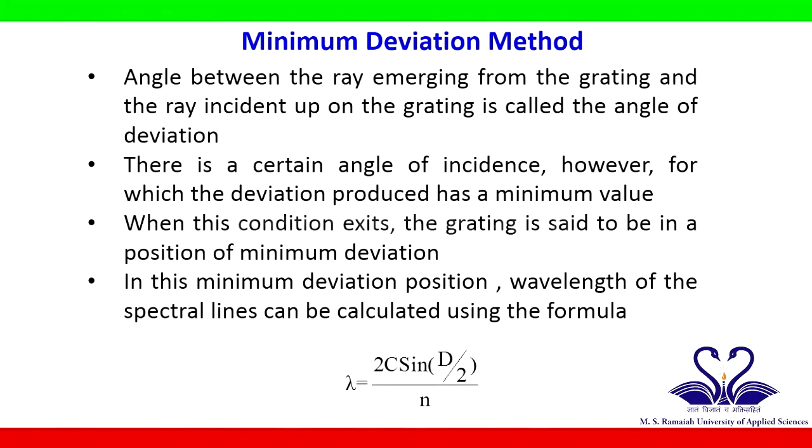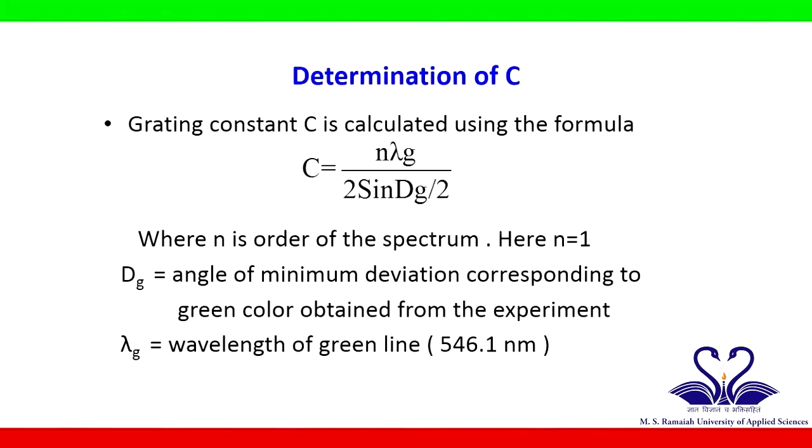There is a certain angle of incidence for which the deviation of light produced by the grating has a minimum value. When this condition exists, the grating is said to be in a minimum deviation position. In this position, the wavelength of the spectral lines can be calculated by measuring the angle of minimum deviation for all the spectral lines. Grating constant can be calculated by measuring the angle of minimum deviation for the green line and knowing the wavelength of the green line.